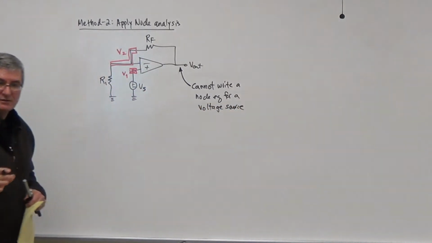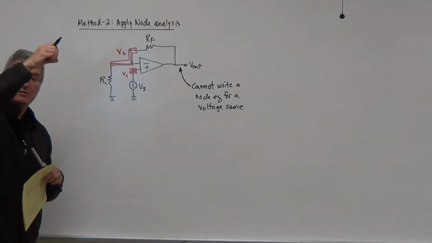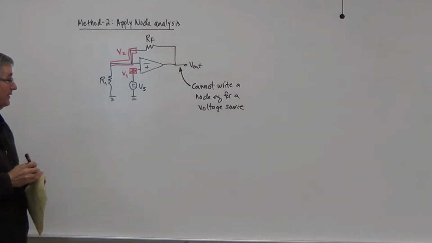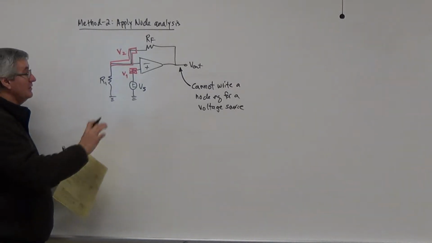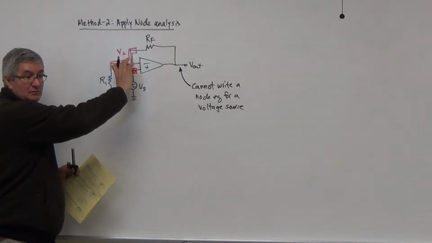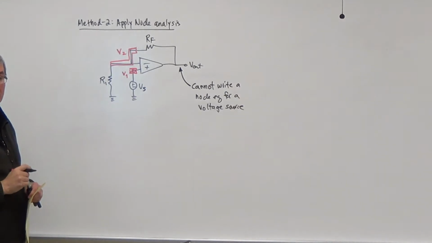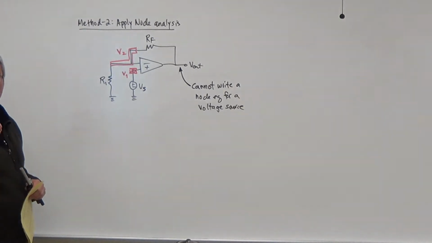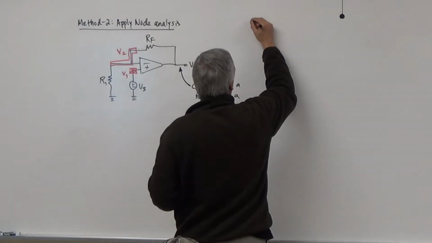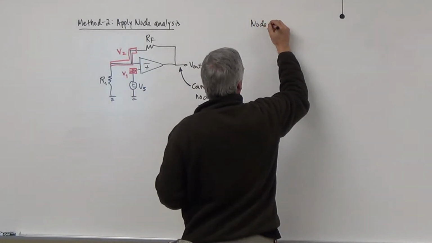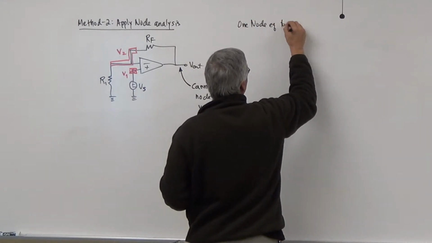What we do is write node equations for the nodes around the voltage source. When you look at the nodes here, there are two nodes, but I have a voltage source that gives me one node equation. So I have two equations, and one source gives me one node equation. This immediately says that I have one node equation to solve.